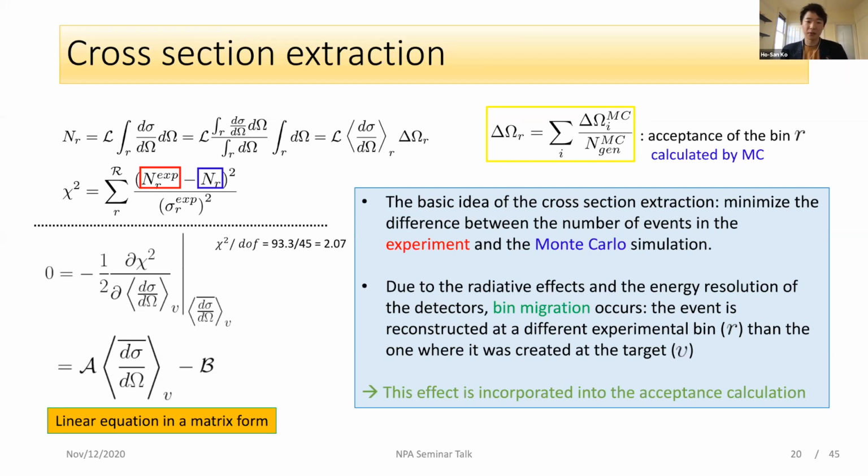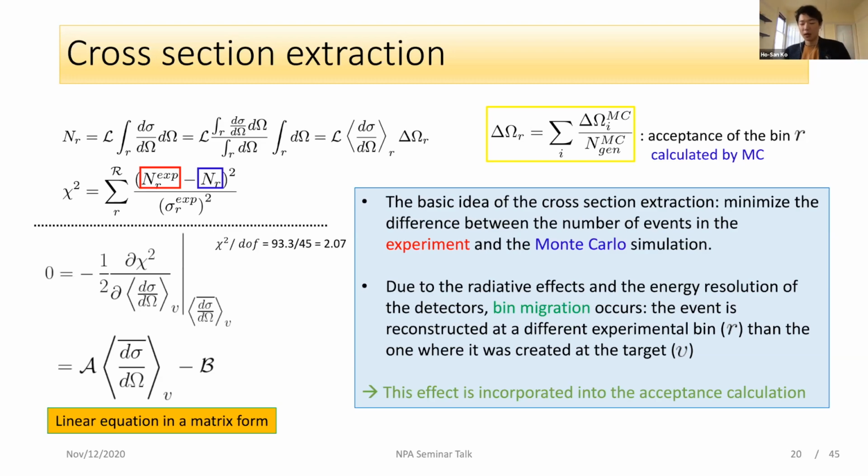So the basic idea of the cross-section extraction is that we minimize the difference between the number of events in the experiment and in the Monte Carlo simulation. Due to the radiative effects and the energy resolution of the detector, bin migration occurs, and the variables at the target are not always the same when reconstructed at the detector. This kind of effect is also incorporated into the acceptance calculation. By doing this chi-square minimization, we obtain a linear equation in matrix form, and we get the cross-section by solving this linear equation.